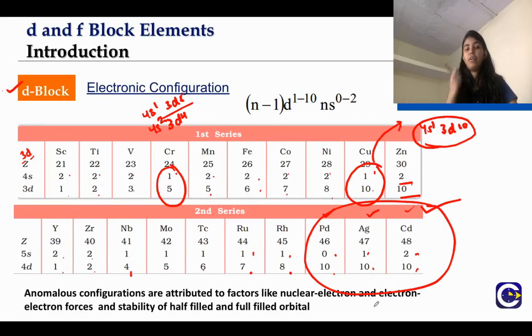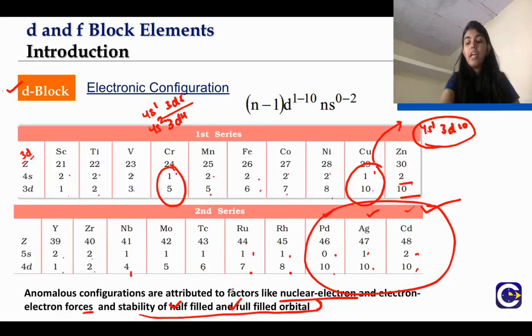See, basically the electronic configurations are different because of various factors like nuclear-electron and electron-electron forces, and the stability of half filled and fully filled orbitals. So for each configuration we cannot give an explanation particularly; you can learn that in higher classes. But you need to remember the electronic configurations which are specially different due to half filled and fully filled orbitals.